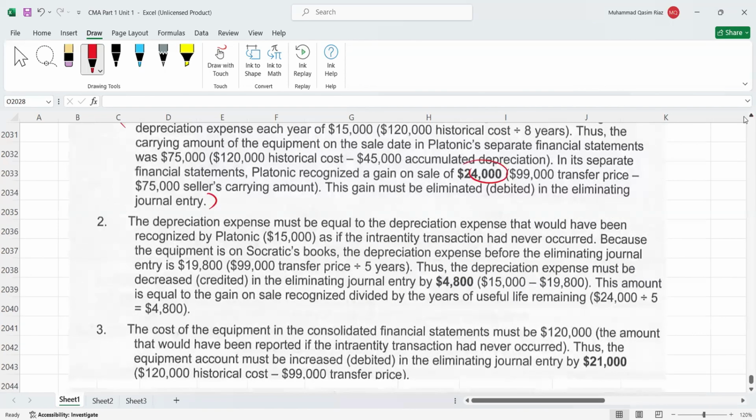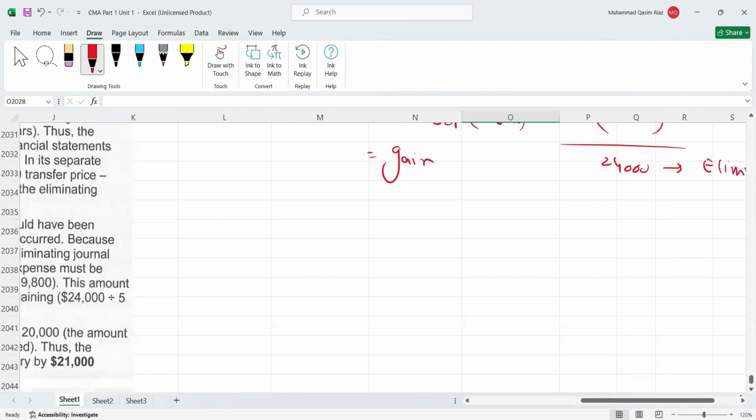This is the first thing. The second thing is to deal with the depreciation expense. Please understand what adjustment we have to make for the depreciation expense. This is the parent and this is the subsidiary, and the parent sold this asset to the subsidiary for 99,000. In the parent's books, the cost of the asset was 120,000, but the cost for the subsidiary is 99,000, because it bought from the parent at 99,000.